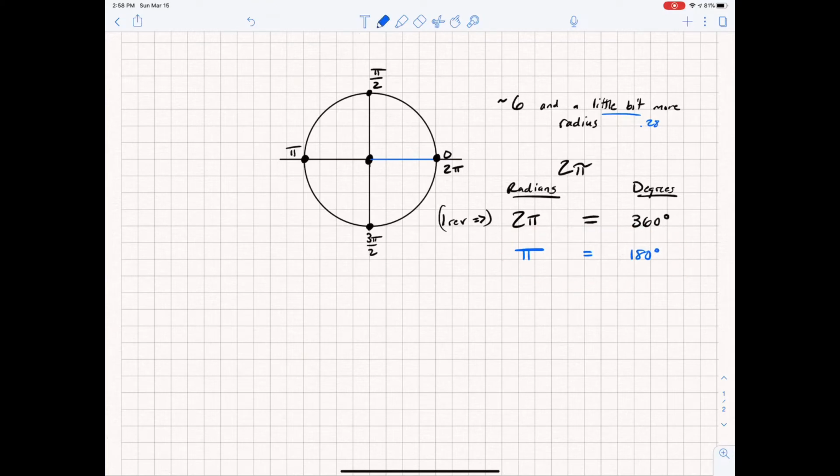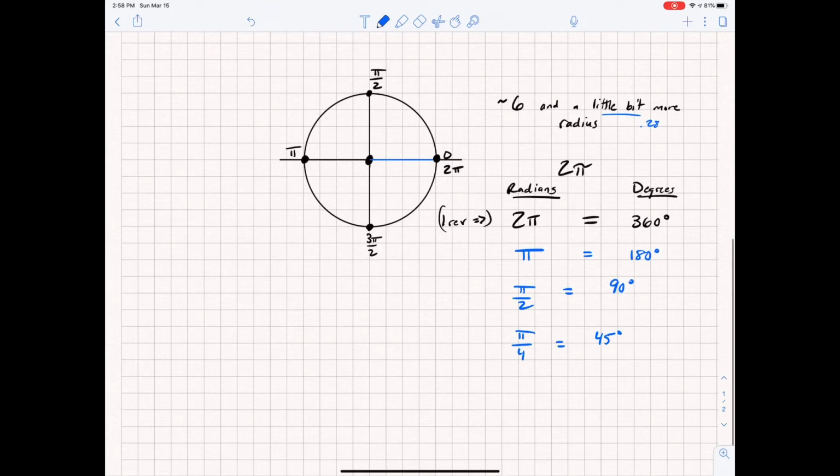And we ended up continuing to do this in class. If I continue dividing by 2, pi over 2 is therefore 90 degrees. Divide by 2 again, pi over 4 is 45. And so I gave you this table just to show some basic relationships between some of these numbers and how we can convert in between the two.